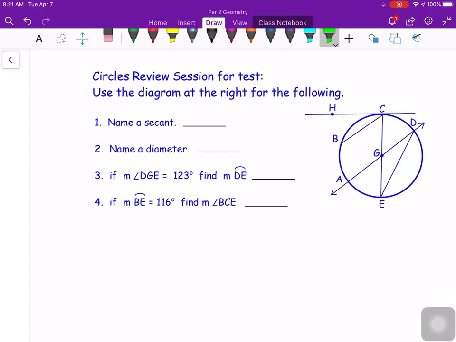So today's lesson is actually one of two reviews for the Chapter 11 test, and the second review will be next week, the week that we do take the test. So let's get started here.